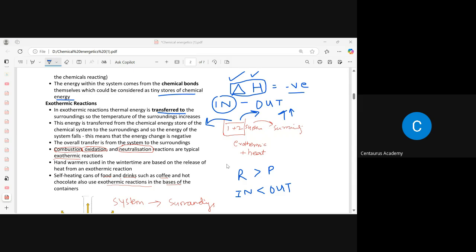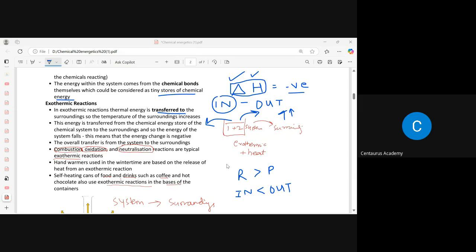For instance, combustion reactions, oxidation reactions, and neutralization reactions, they tend to be typically exothermic. Okay? In chemistry, we do have exceptions, but the typical reactions for the exothermic category are going to be combustion reaction, oxidation reaction, and neutralization reaction.